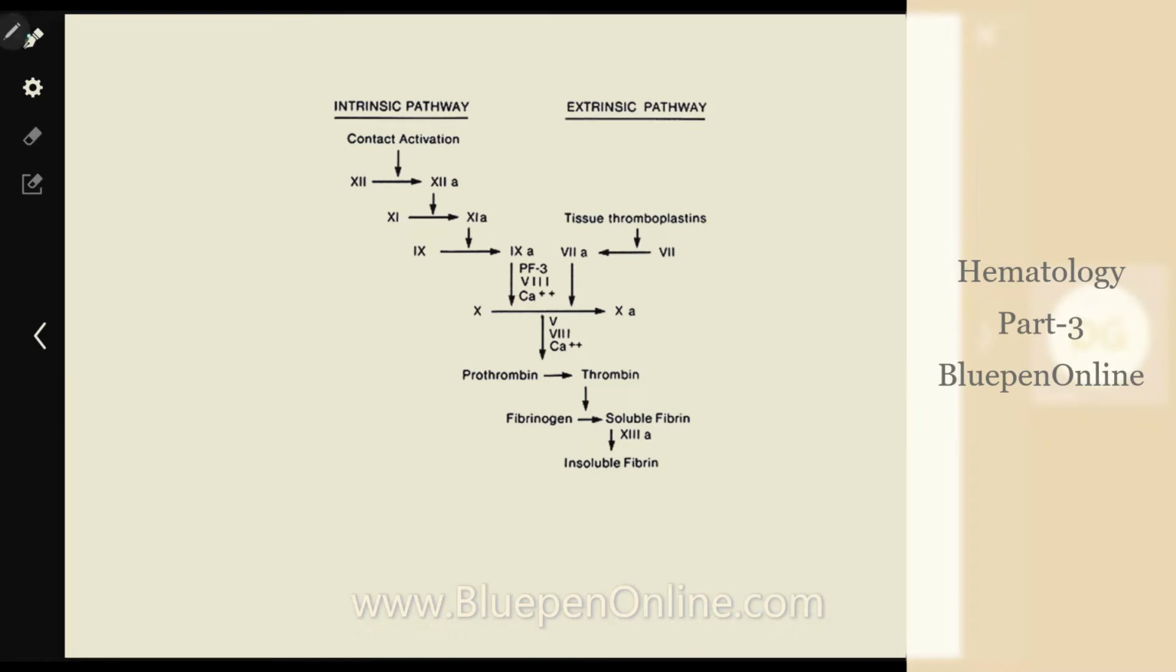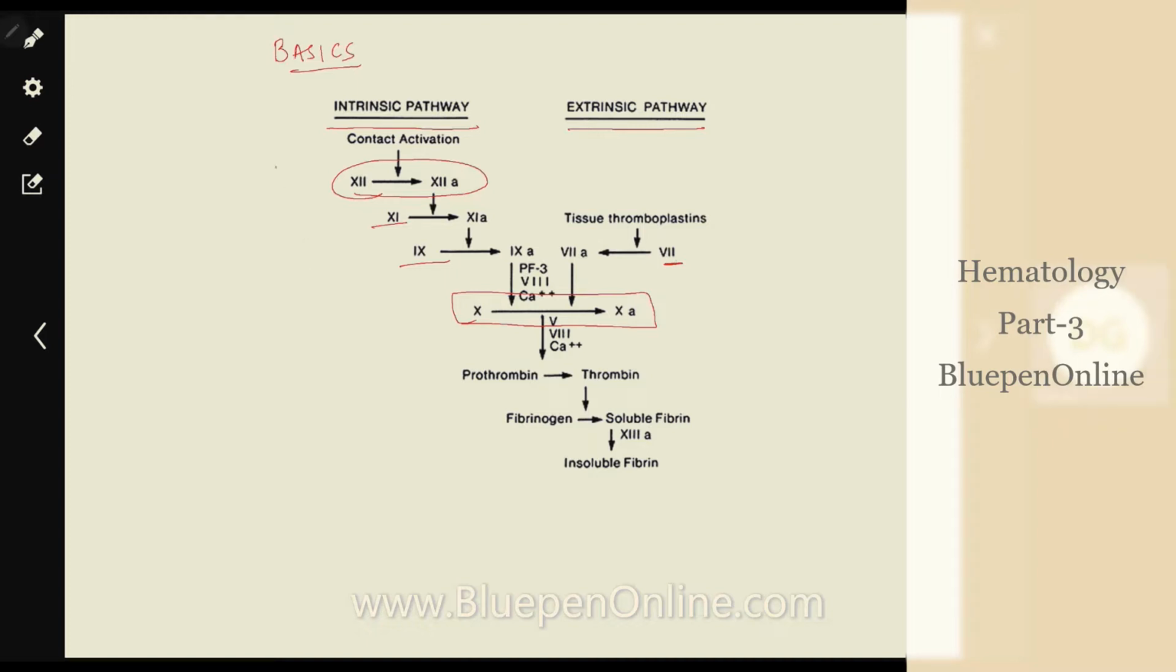Before we go further, let us brush up our basics in coagulation cascade. It involves the intrinsic pathway and the extrinsic pathway. The intrinsic pathway first begins with factor 12A activation, then factor 11, 9, and finally factor 10. On the other hand, the extrinsic pathway begins with the activation of factor 7.